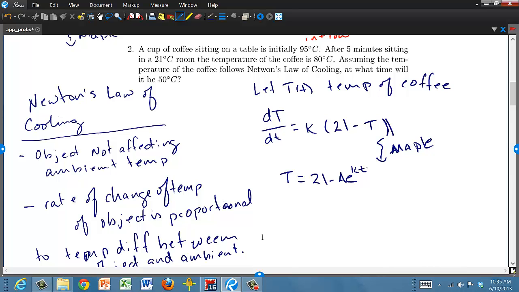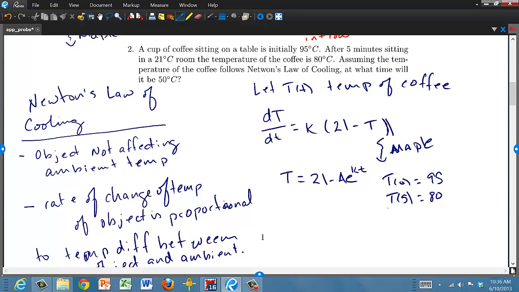Okay, so obviously we've got to get rid of these two constants floating around before I can use this solution to find out what time the temperature of the coffee will be 50 degrees. What are the two pieces of information I know? I know that at time 0, the coffee is 95, and I know that at time 5, the coffee is 80. So I can use these two pieces of information to find the two constants.